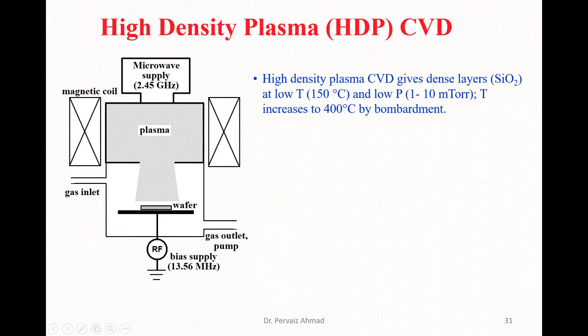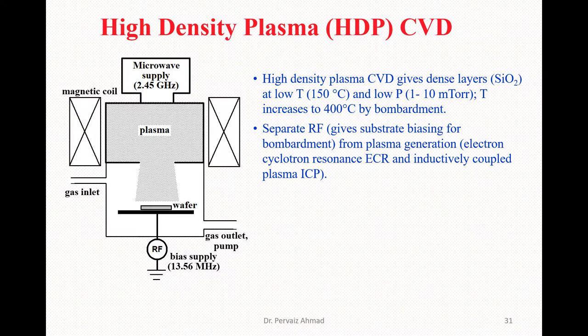So what happens in this particular technique? We call it high density plasma CVD. It gives dense layers, for example silicon dioxide, at low temperatures. How low? As low as 150 degrees centigrade, and pressures that range from 1 to 10 millitorr. Temperatures can be increased to 400 degrees centigrade by the bombardment.